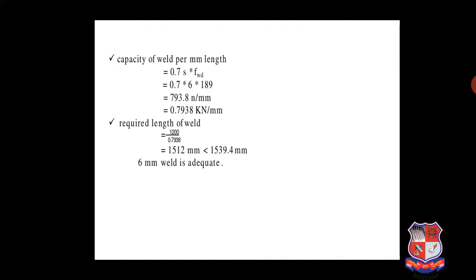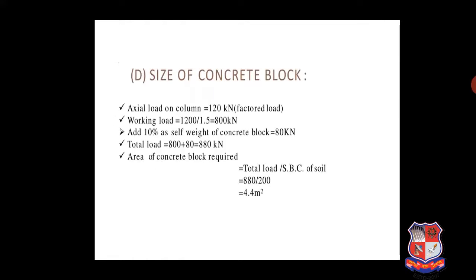So the required length of weld is equal to the total load divided by the capacity per mm length. We found 1512 mm, and in our case we have provided an effective length of 1539.4 mm. It means our assumed weld size of 6 mm is adequate. Otherwise you should go for a higher weld size. It means you have to change your assumed weld size if the check is not okay. Now the next step is to decide the size of the concrete block.